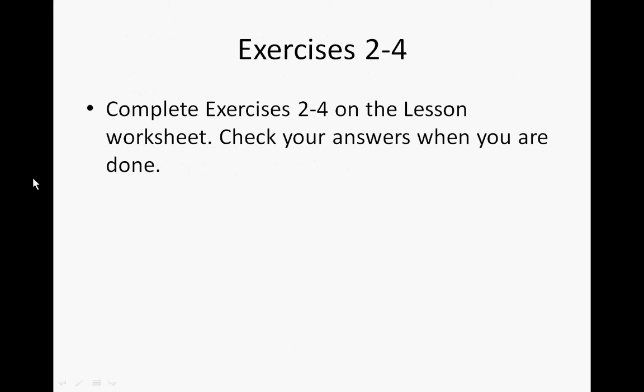All right, it is your turn. You have exercises 2 through 4 on your lesson worksheet. Go ahead and try those and refer back to the examples if you need some guidance, and then check your answers when you are done.